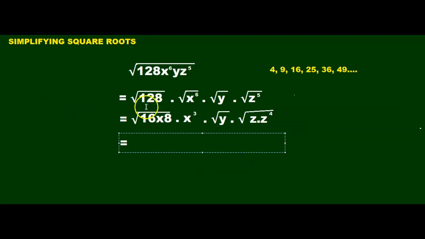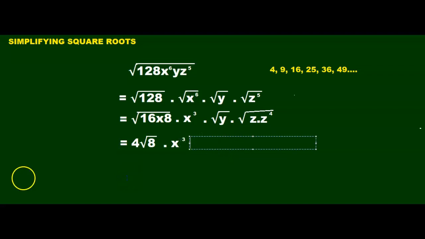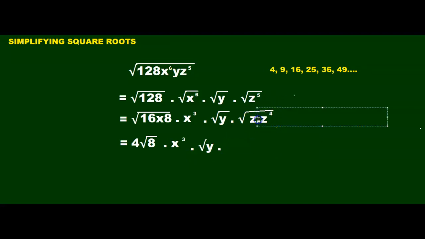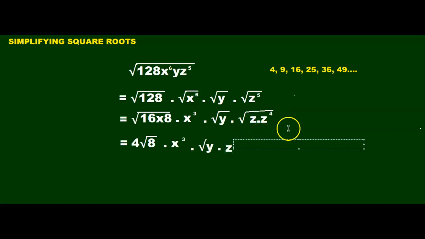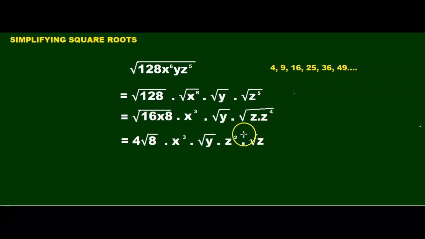Now let's simplify. Square root of 16 is 4, and we're left with the square root of 8 times x cubed times square root of y times, now I'm going to square root my z to the power of 4. So I'm going to halve the 4, so that leaves me with z squared times what was left, which was our square root of z. Now let's focus on our square root of 8. Our square root of 8 can be simplified further because 2 times 4 is 8.